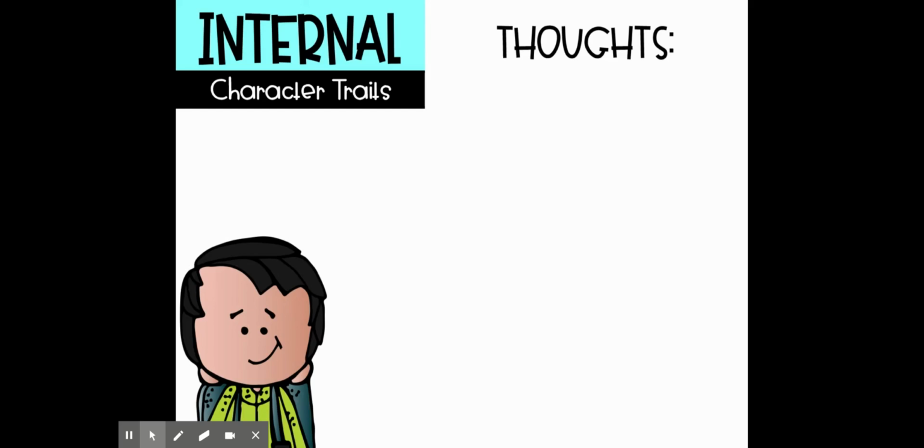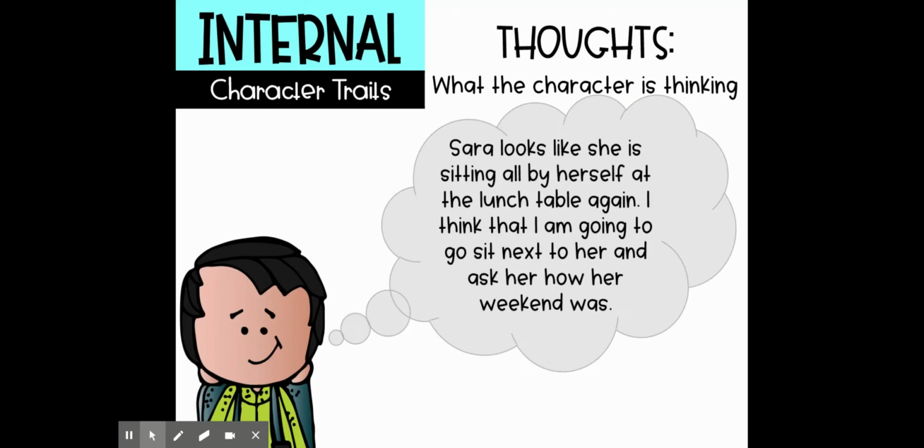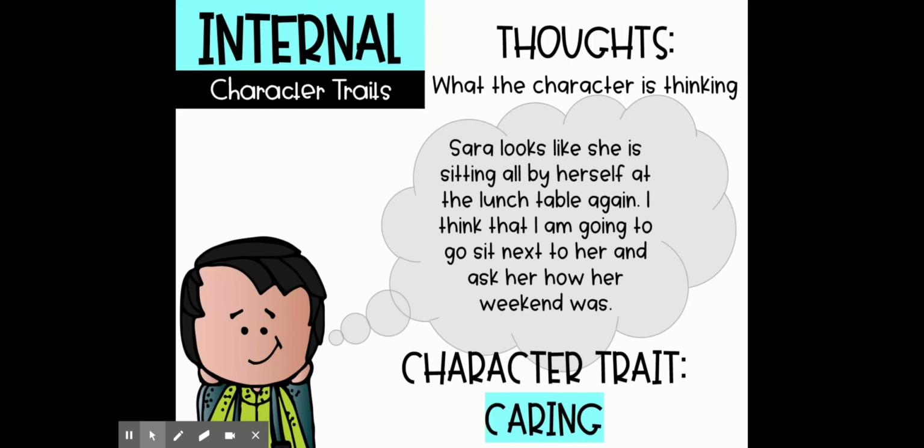Let's first look at thoughts. Thoughts is what the character is thinking. Here's an example. "Sarah looks like she is sitting all by herself at the lunch table again. I think that I'm going to go sit next to her and ask her how her weekend was." So the clue is that she was thinking she was going to go sit next to a girl who looked lonely. The character trait is caring, or that's the one that I chose. I'm sure there are other ones that may fit.